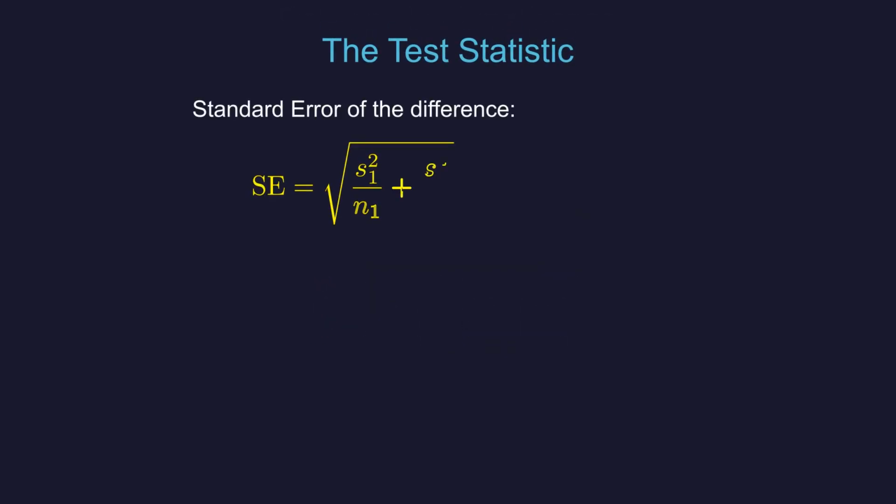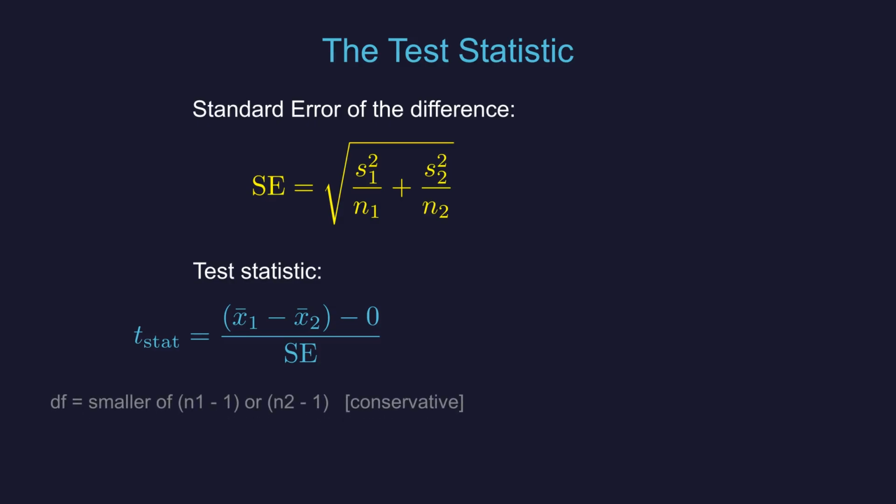Now for the test statistic. First, we compute the standard error of the mean difference. This combines the variability from both groups, using each group's sample variance divided by its sample size, all under a square root. Then the t-statistic is simply the observed difference in means divided by this standard error. For degrees of freedom, the conservative approach uses the smaller of n1-1 or n2-1.